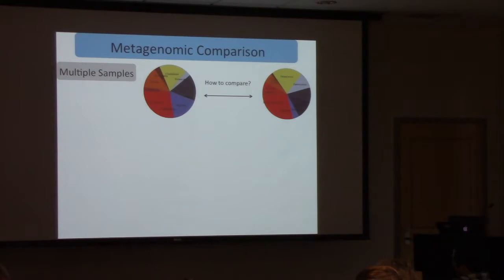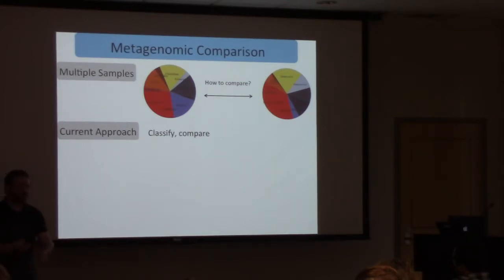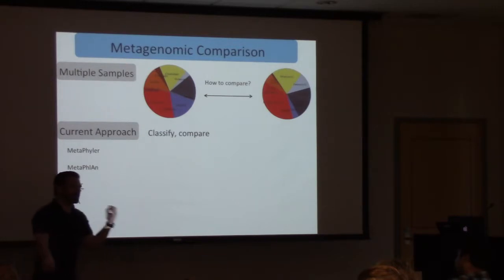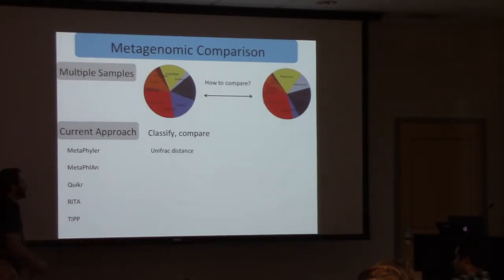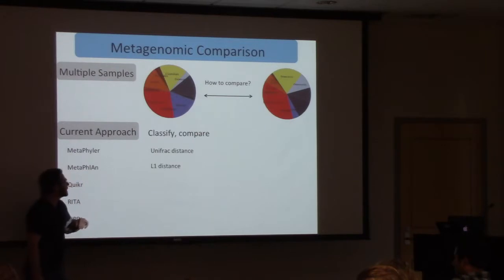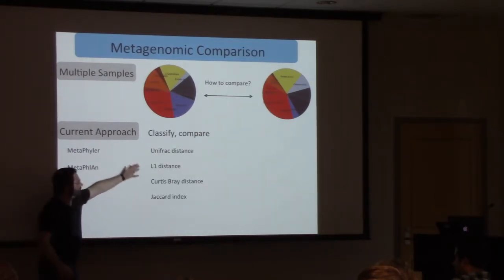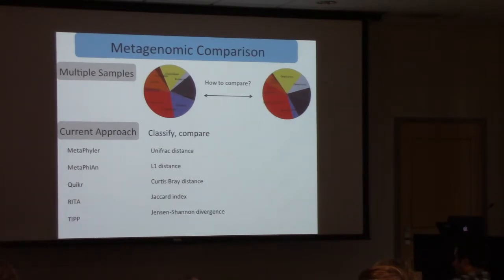However, what you find is that when comparing these taxonomic profiles, the current approach, classify and compare, oftentimes leads to very, very different answers. There are a whole heck of a lot of metagenomic tools out there that will take in your short reads and give you these taxonomic profiles. And then you have a profile and nobody seems to agree on what metric you should use. There are biologically informed metrics, there are mathematical metrics, there are more information theoretic metrics, et cetera, et cetera.